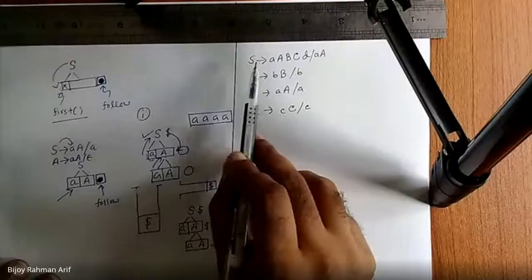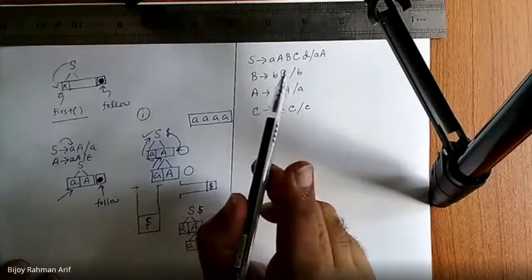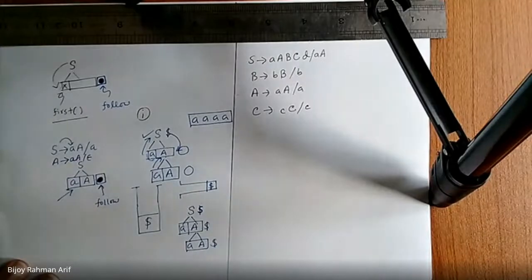You should always start with S, because S should definitely have a follow. And we know what that follow is: the imaginary symbol, the end of the string. So it is dollar. It is better to start with S. So tell me, what would be the follow of S? Dollar, sir. Definitely dollar.